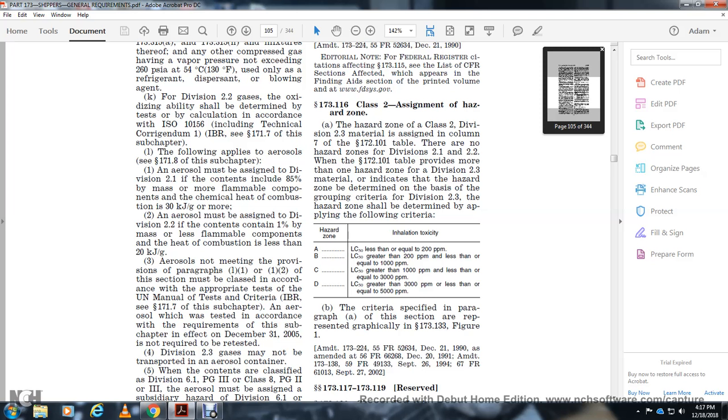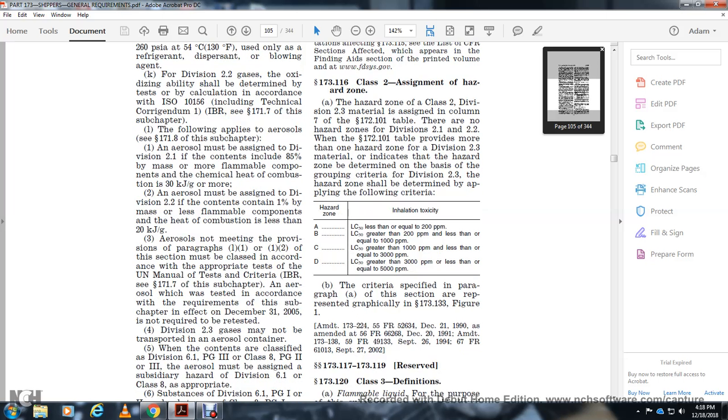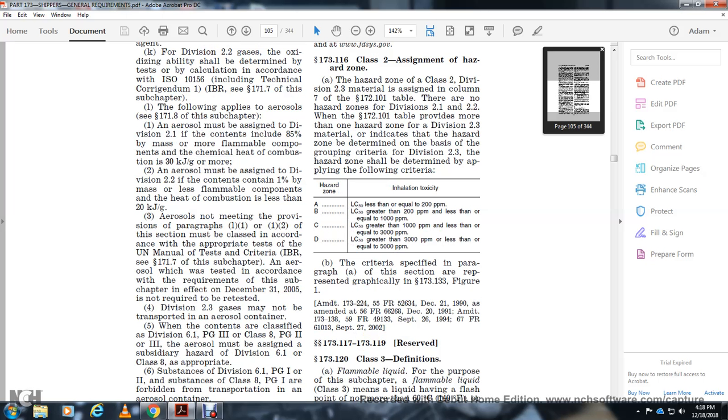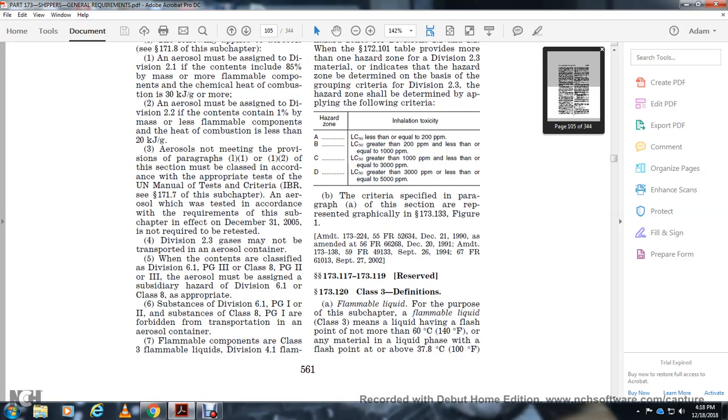Division 2.3 gases may not be transported with aerosols containing content classified in Division 6.1 PG3, Class 8 PG2, or Class 3, or with an aerosol that has been assigned a subsidiary hazard for Division 6.1 or Class 8. The appropriate substances of Division 6.1 PG1, PG2, and Class 8 PG1 are forbidden from transportation in aerosol containers.